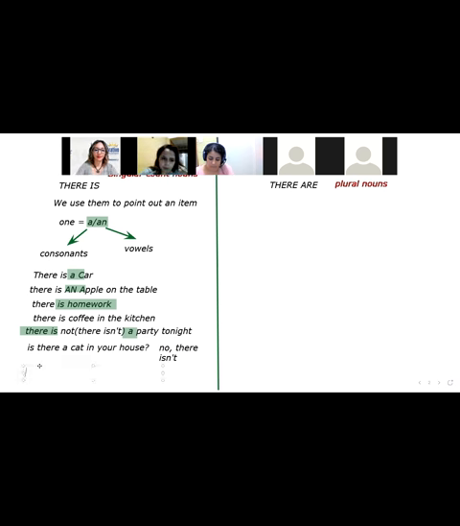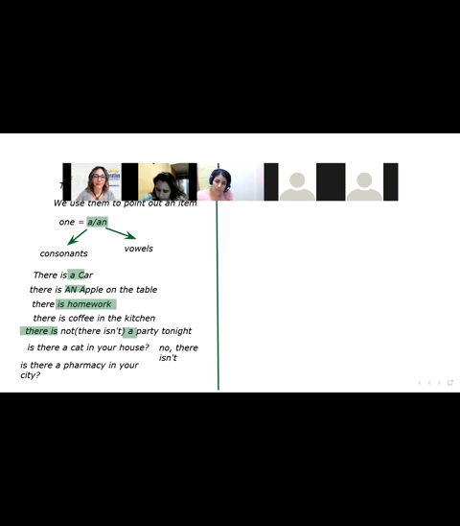Now let's do the next question. Is there a pharmacy? Okay, only one. Is there a pharmacy in your city? Vanessa Ramirez, is there a pharmacy in your city? Yes, there is. Excellent. Okay, this is the short form. Solo utilizan there y el verb be. Yes, there is. No, there isn't. Y la position, right, guys? Change the position.